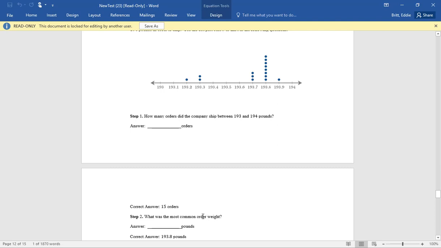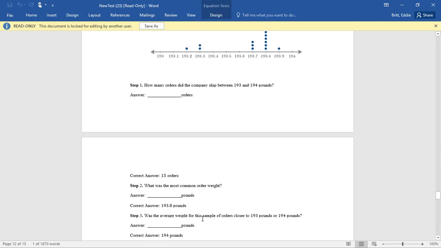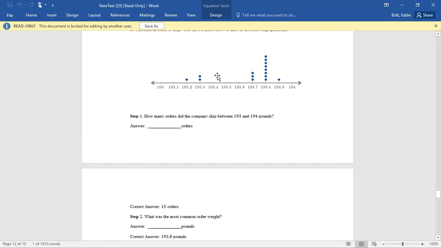What was the most common order weight? Well, it's the one with the most dots. All right, 193.8. What was the average weight for this sample? Was the average weight for this sample of orders closer to 193 or 194? You don't even have to do any math. You just see, are most of the items closer to 194 or are most of the items closer to 193? Yeah, you can see there's a lot more closer to 194, so the average has to be closer to 194.